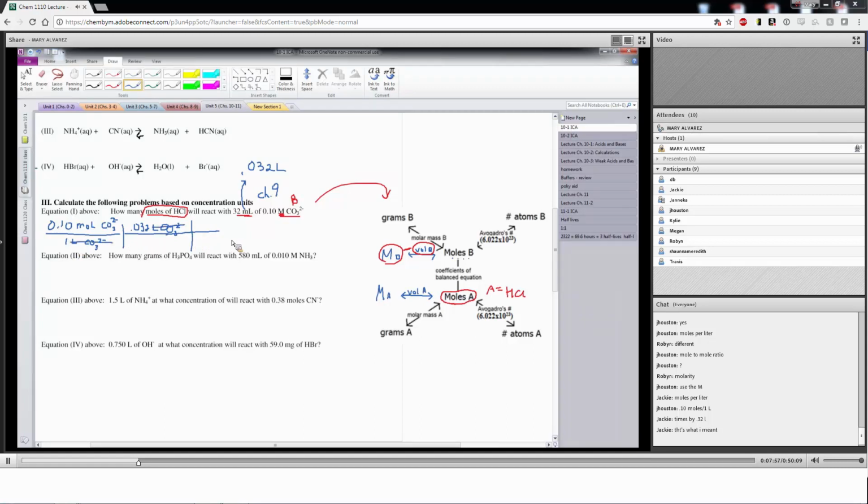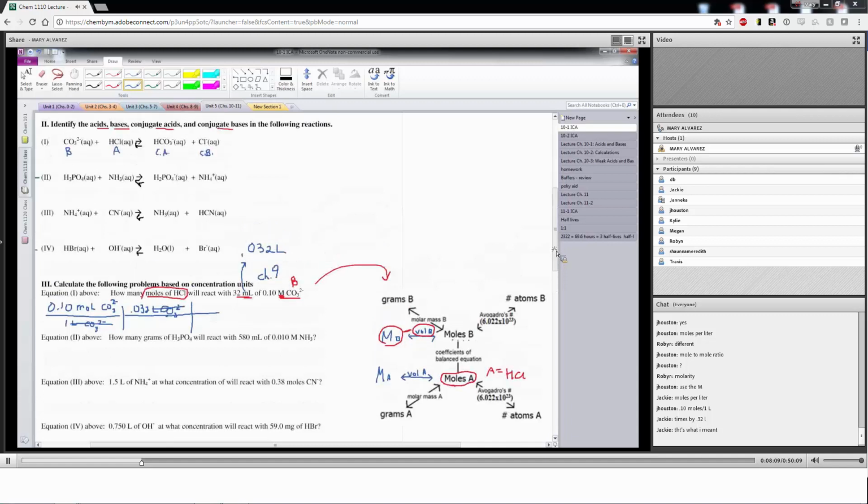Excellent. Okay, so now I have moles of carbonate. Sweet, I got to this block here. And now the roadmap says I can get from here to there using the coefficients of the balanced equation. Let's look at this balanced equation again. It looks like 1 carbonate reacts with 1 HCl to make 1 hydrogen carbonate and 1 chloride. So what do I put here in this last slot?